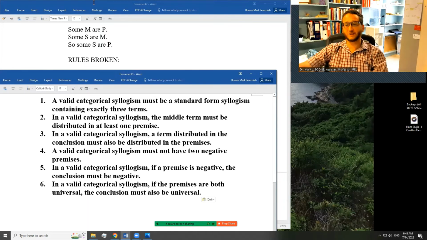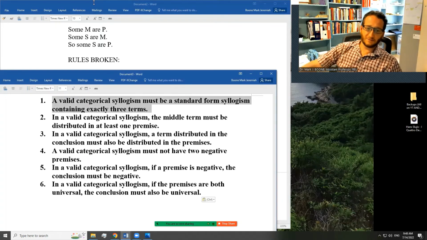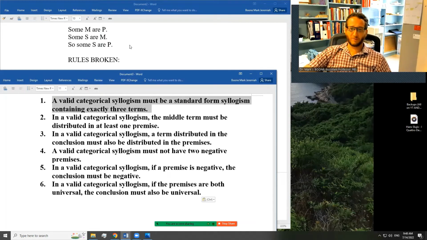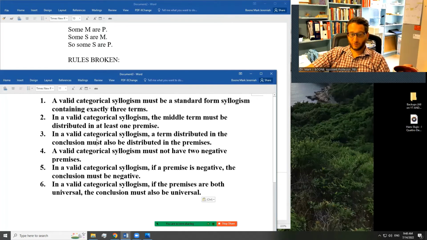Are there exactly 3 terms? Yes. Is the middle term distributed in at least one premise? No, no term is distributed. These are all I-form propositions. No term is distributed anywhere. Now that's good for rule 3, but rule 2 is broken. And actually, it's enough to demonstrate the argument is invalid by stopping there, but let's be thorough and keep going.